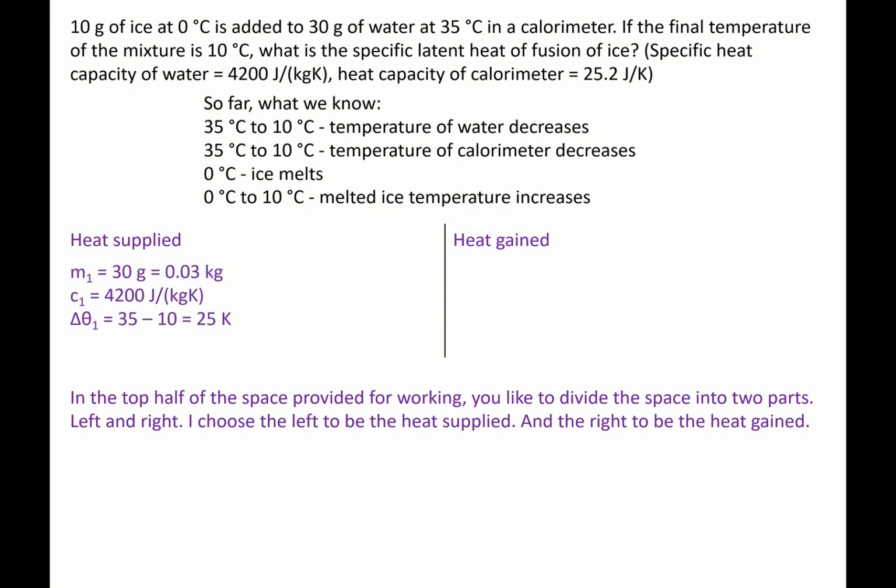So for the heat supply, I have M1, C1, change in theta 1. This is actually the water. And the M2, C2, change in theta 2. This is actually the calorimeter. Note that M2, C2 values are missing, but you are given the heat capacity of the calorimeter, which is 25.2 joules per Kelvin. And heat capacity is actually M2C2, which equals 25.2.